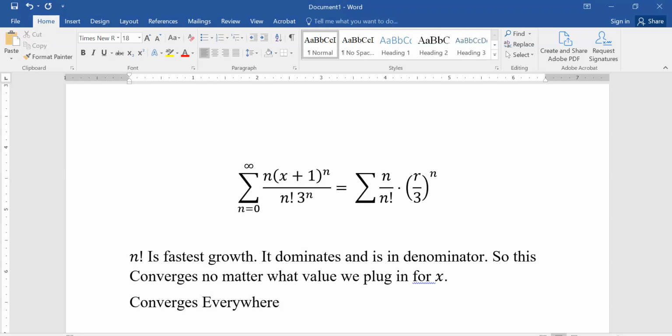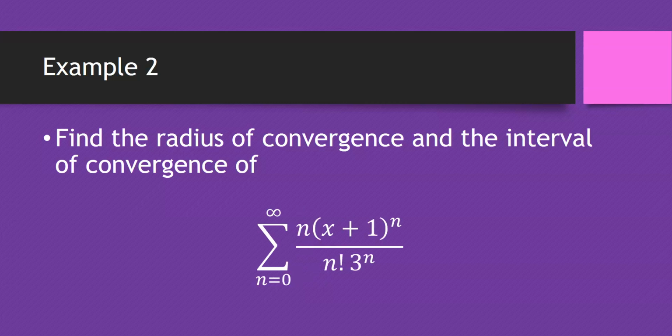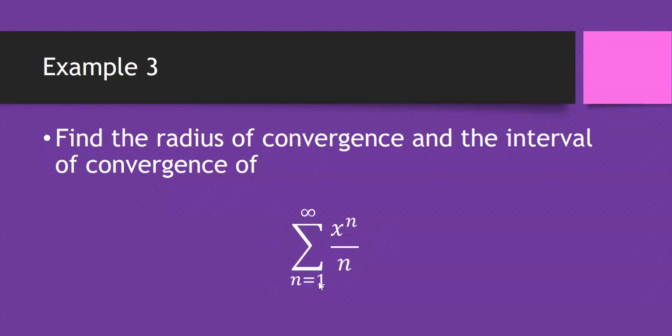Meaning this is something that converges regardless of what you plug in for x. Let's go and look at example 3. Now, example 3 has x to the n over n, and we're starting at 1 going to infinity. Starting at 1 versus starting at 0 doesn't actually make any difference. But we have x to the n over n.